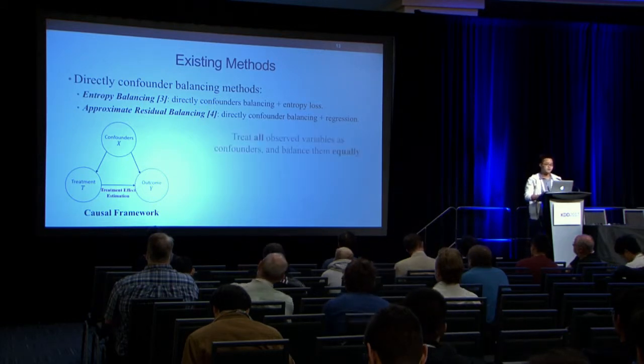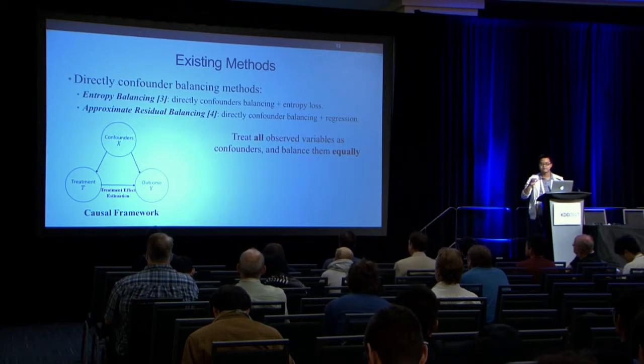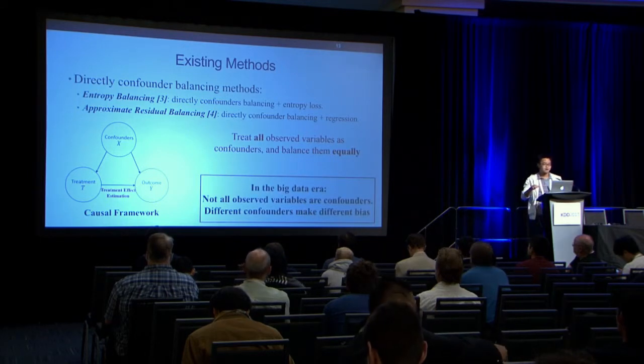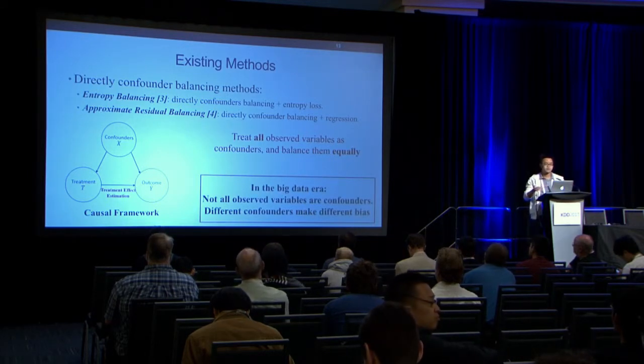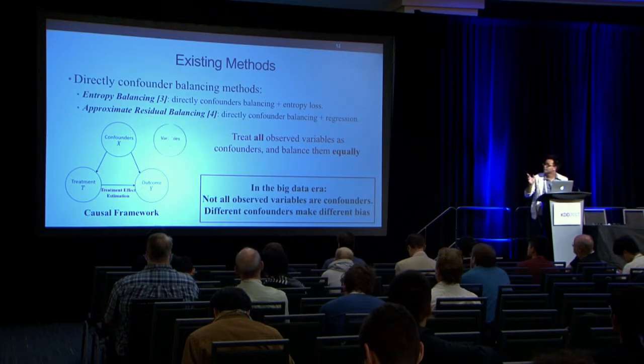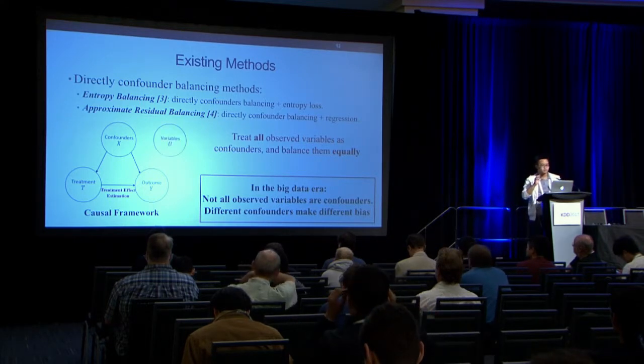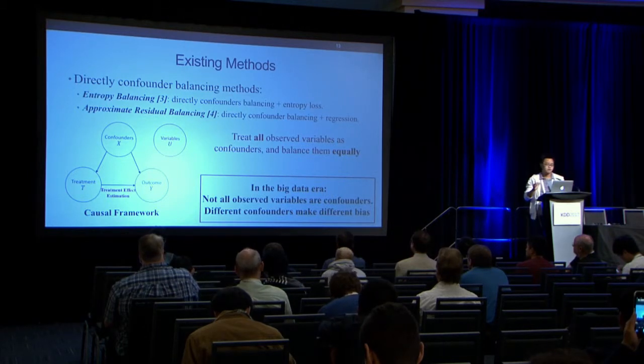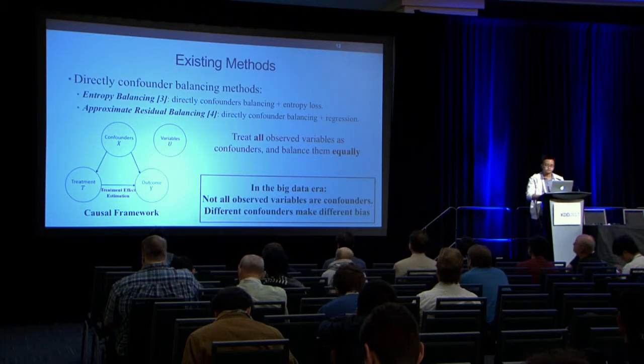But these methods treat all the observed variables as confounders and balance them equally. However, in the big data era, not all the observed variables are confounders. For example, the variable U, which is independent of the treatment T and outcome Y, is not a confounder. And different confounders would make different confounding variables in data.